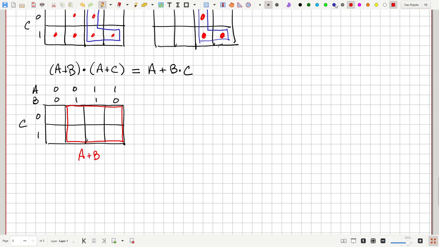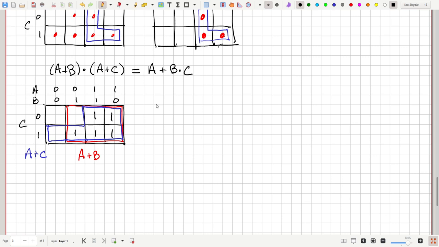Now let's use blue to do A or C. So A is the right two columns, and then C is the bottom row. So this looks like this. And that's A or C. And it's an and of those two, so it's got to be in both of the regions. So where would that be? So here, here, here, here, and here.